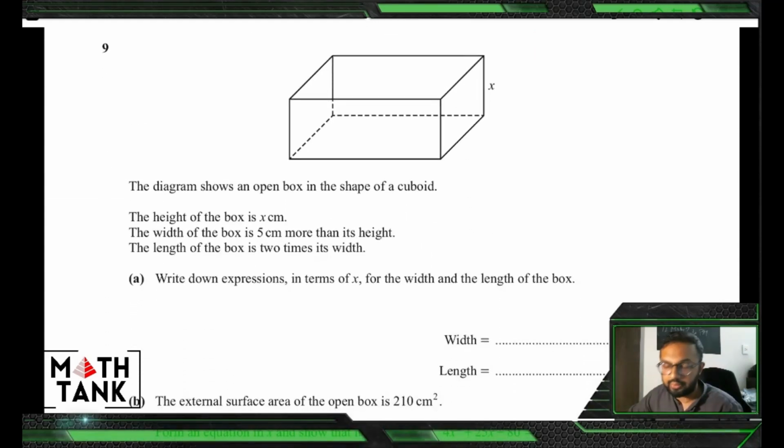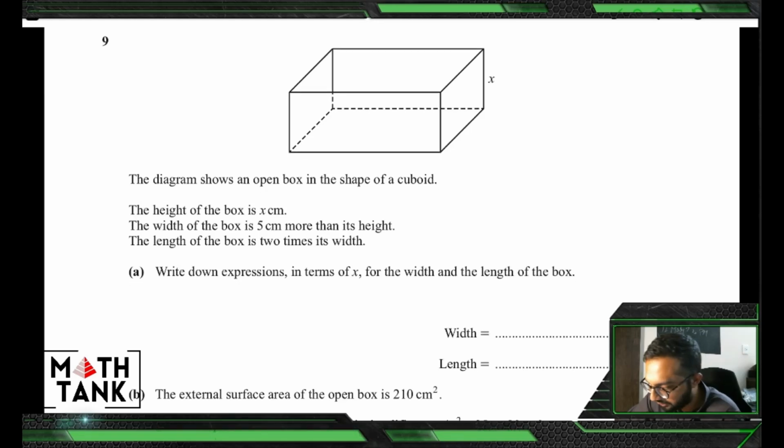Then let's look at another question again with a bit of mensuration. It says the diagram shows an open box in the shape of a cuboid. The height of the box is x. The width of the box is 5 centimeters more than its height. So I can write x plus 5 here. Let's call that the width. This is the width.